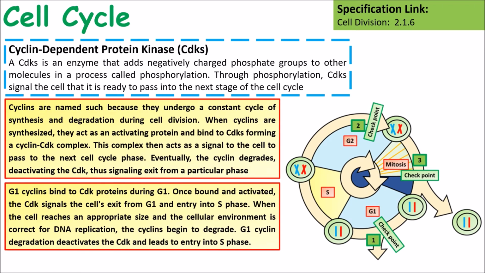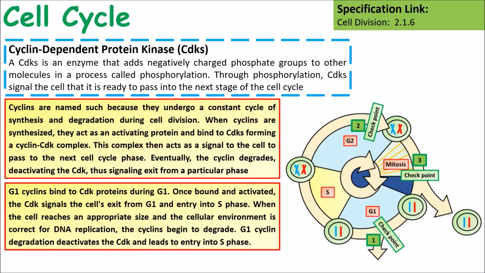So a CDK is an enzyme that adds negatively charged phosphate groups to molecules in a process called phosphorylation. Through phosphorylation, CDKs signal the cell that it is ready to pass into its next phase.